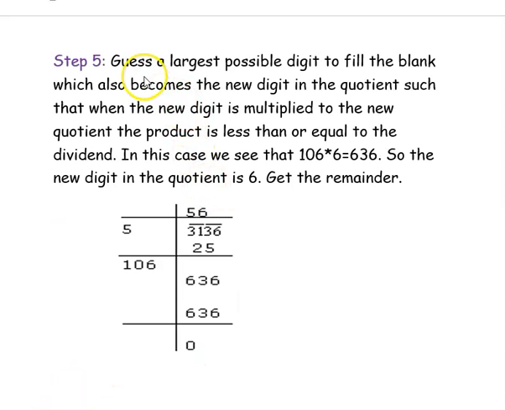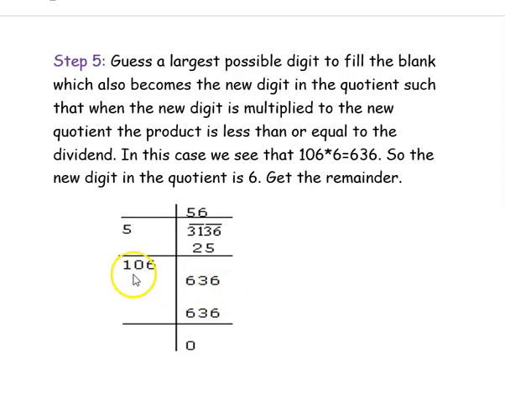The fifth step is to guess the largest possible digit to fill the blank. So we have written a blank here, and we have to guess a digit to fill this blank. That digit becomes part of the new quotient such that when the new digit is multiplied with the new quotient, your product should be less than or equal to this new dividend.